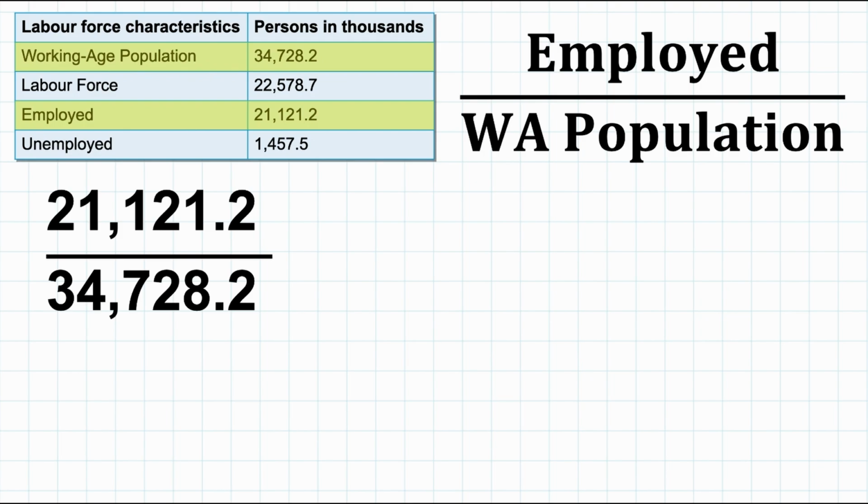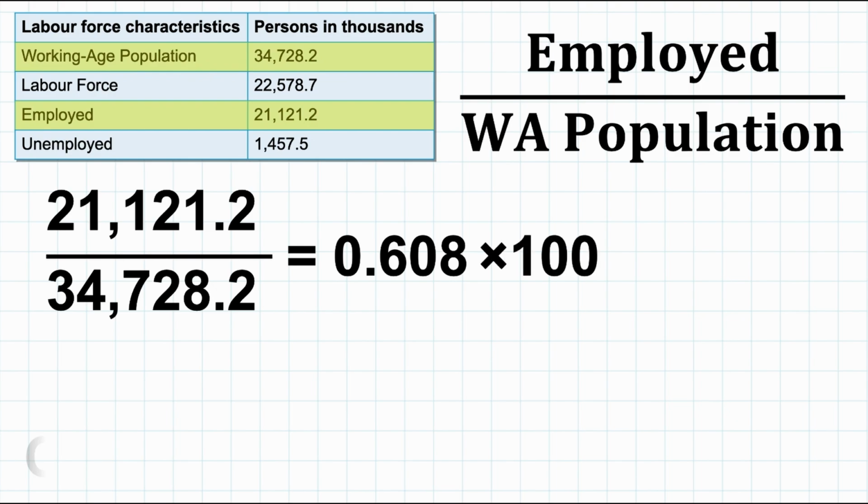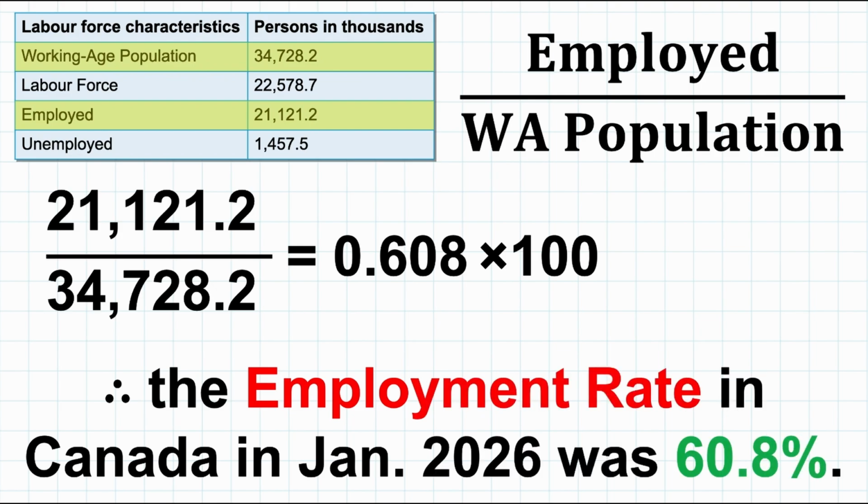So 21,121.2 over 34,728.2. If I do that in my calculator, it's going to give me 0.608. And since it's a rate, I need to multiply it by 100%. And this means the employment rate in Canada in January of 2026 was 60.8%.